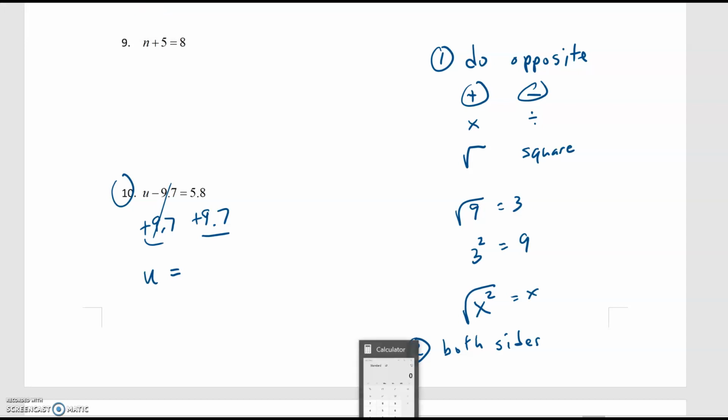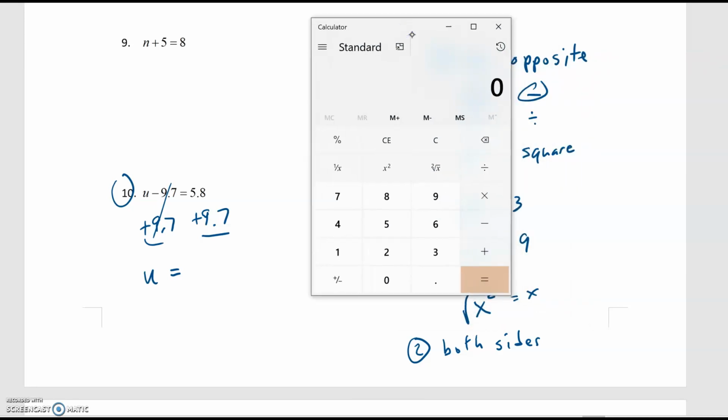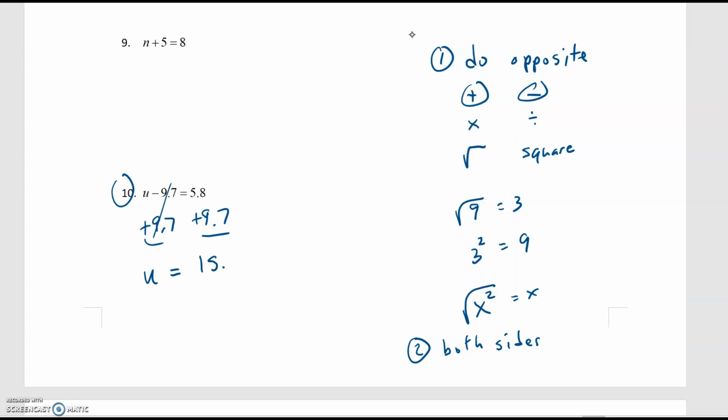Usually just use a calculator. I'll just use the basic calculator that comes with my computer system here. So 5.8 plus 9.7 is 15.5. Okay, so there's the answer. u is 15.5. The idea to solving an equation is, what is the value of that variable u that makes this equation true? Well, if u equals 15.5, then 15.5 minus 9.7 equals 5.8. Okay, that's our first example.